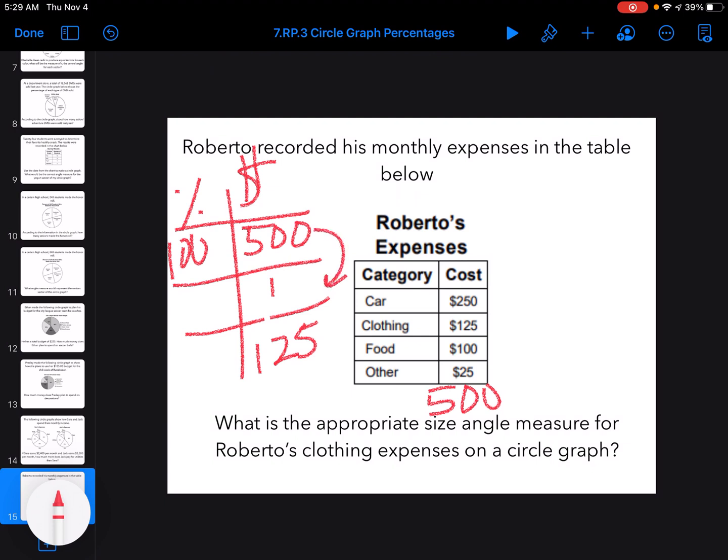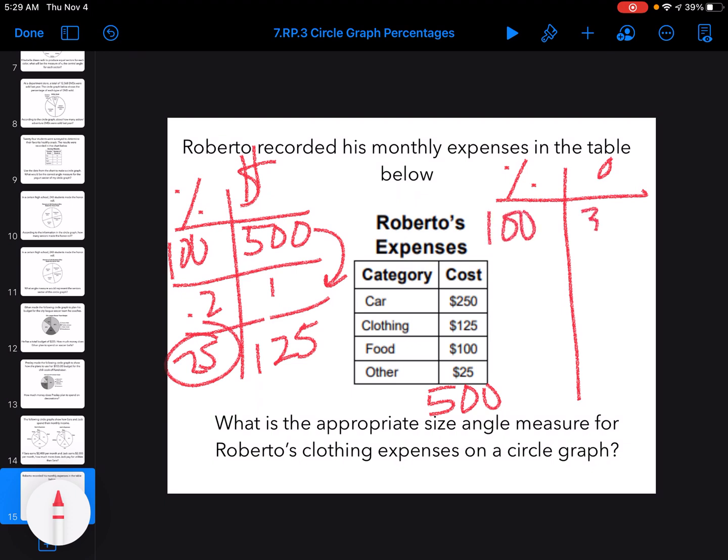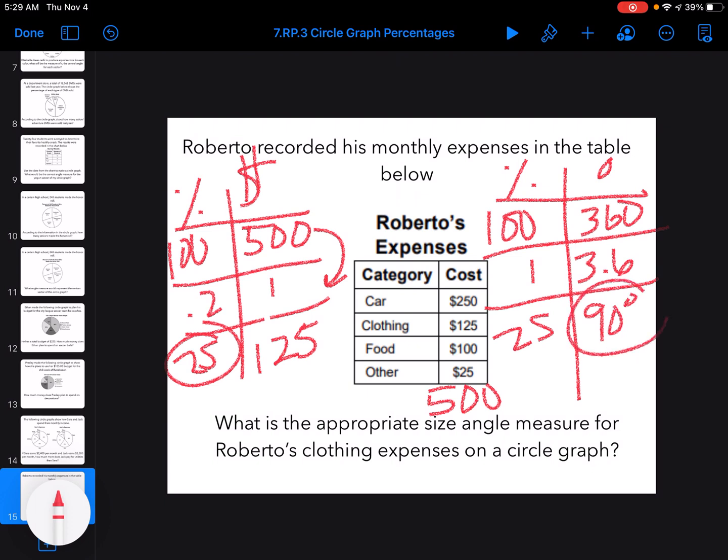So 100 divided by 500 is 0.2. And then I'm multiplying by 125. I get 25%. So now I need to find the angle measure. So I know 100% is 360 degrees. Find it for 1, and then I'm finding for 25. So I get 3.6 times 25, get 90 degrees. So he spends 25% on clothing every month. It's a lot of money.